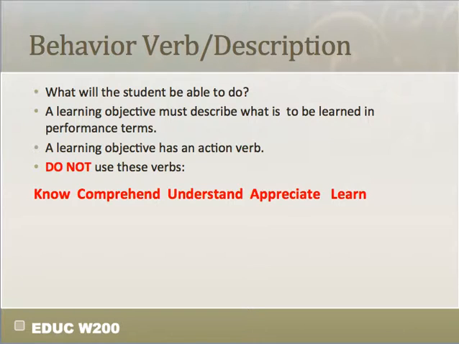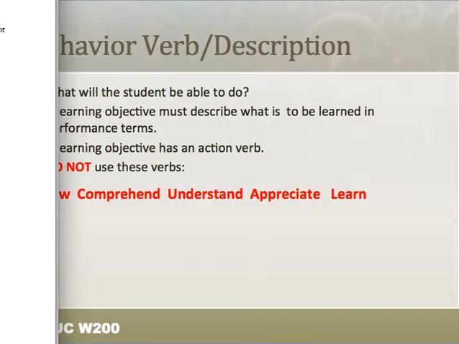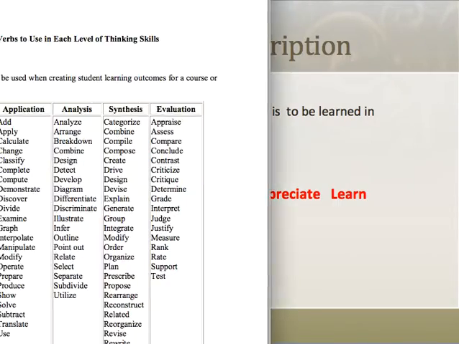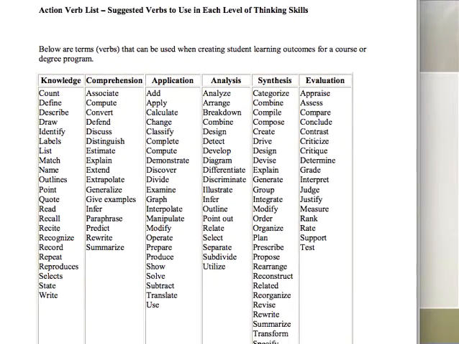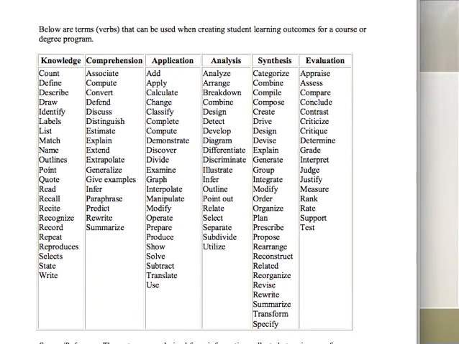So just to review those again, the behavior verb description is what the student is going to be able to do, and it must be described in terms of what is going to be learned as performance. And it always has an action verb. Do not use the verbs know, comprehend, understand, appreciate, and learn. Here is an action verb list that you can look at.